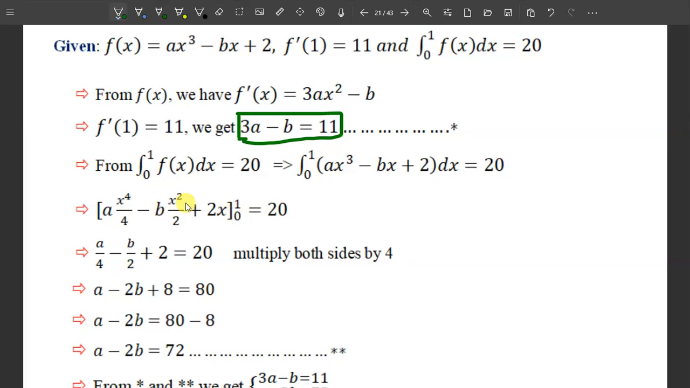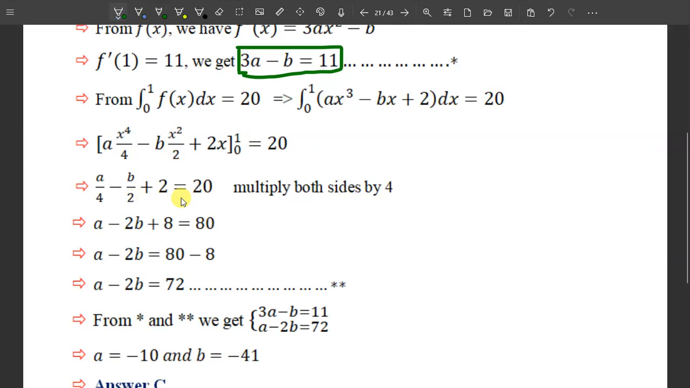First, replace x by 1. Put 1 in place of x. It becomes here a over 4 minus, again, 1 squared is 1, 1 over 2 multiplied by minus b becomes minus b over 2. Plus, again, our x is 1, 2 times 1 becomes 2. And the minus, if we put 0 in place of x, it becomes 0. No need to write that one.